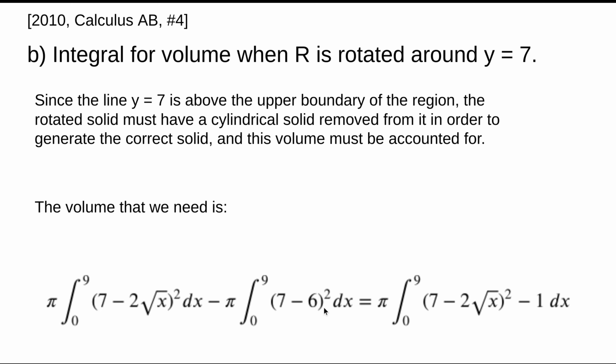And that can be combined into one integral, pi times the integral from 0 to 9 of 7 minus 2 root x squared minus 1 dx. And since we don't need to evaluate this, I'm not even going to try.